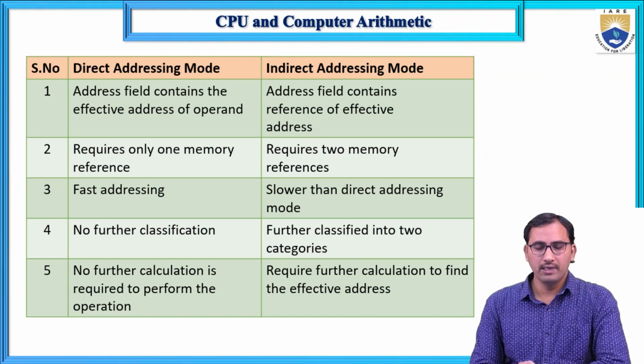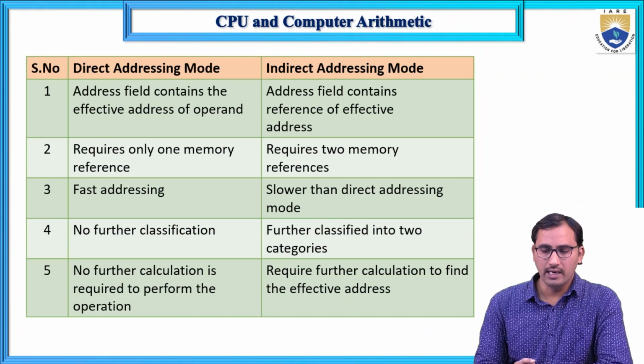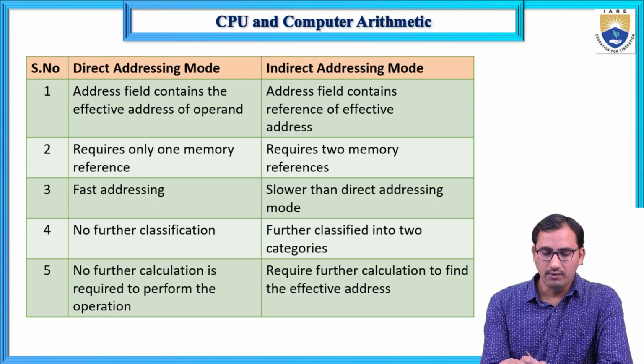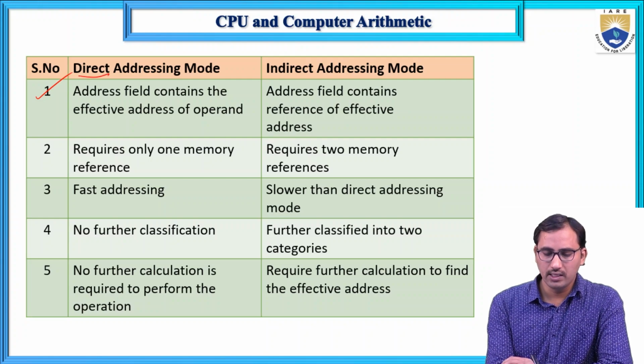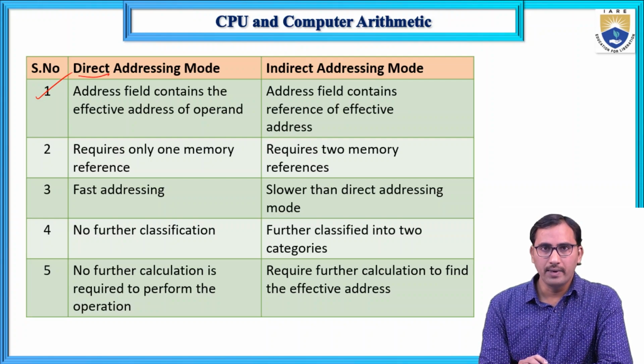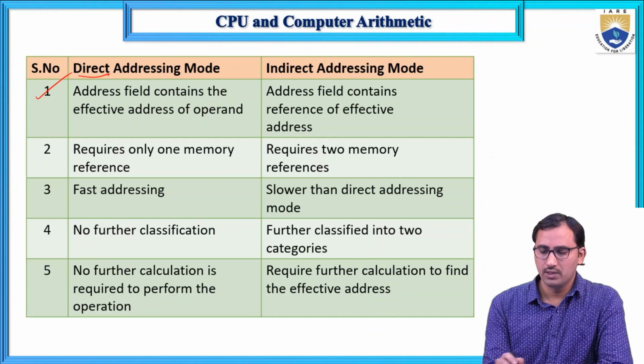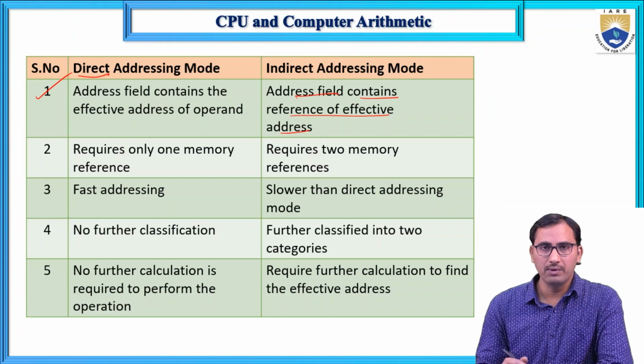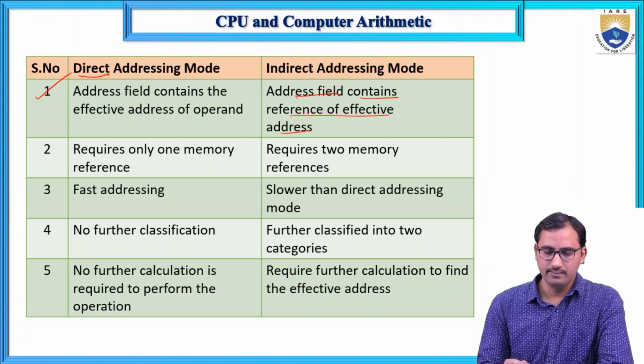And the difference between direct addressing and indirect addressing is, first, in direct addressing the address field contains the effective address of the operand. So in direct addressing, the address of the operand is given directly. Whereas in the indirect addressing mode, the address field contains the reference of the effective address. That means the address field gives the information related to the address of the operand.